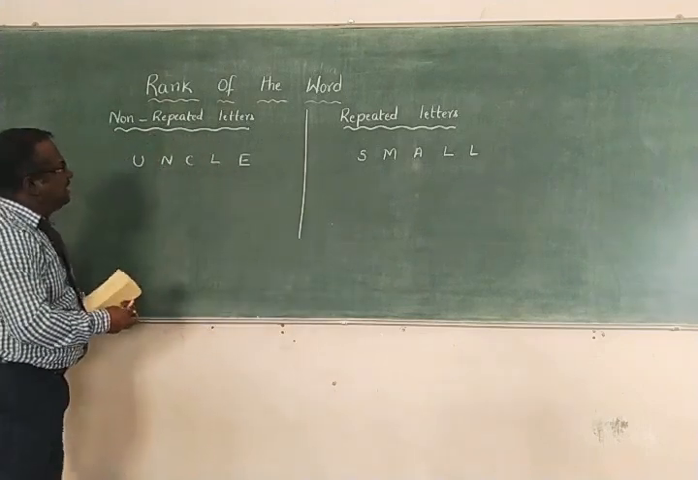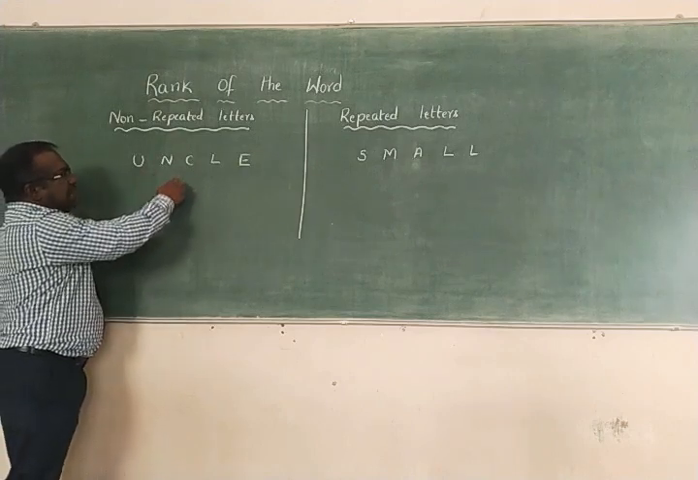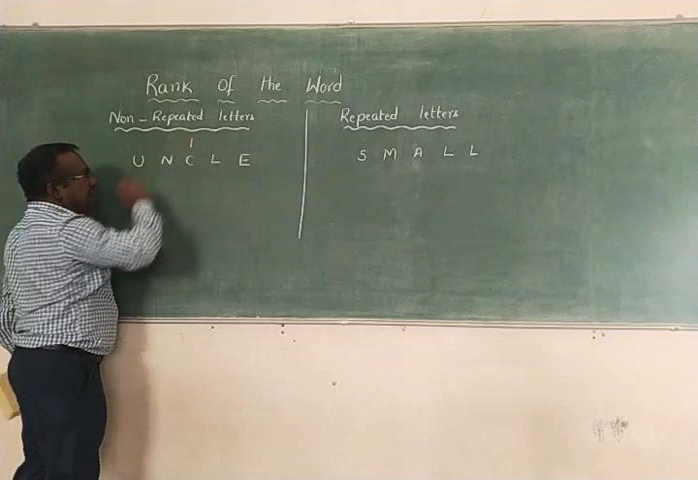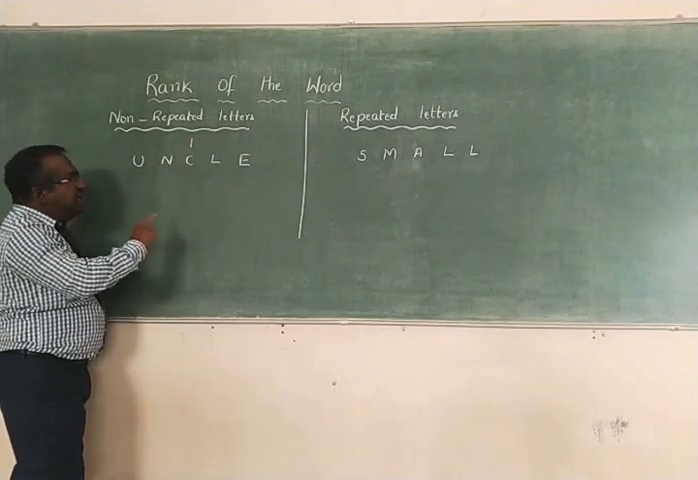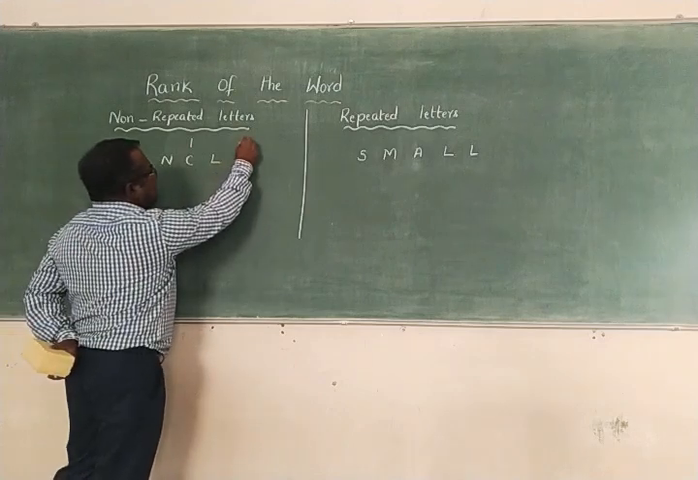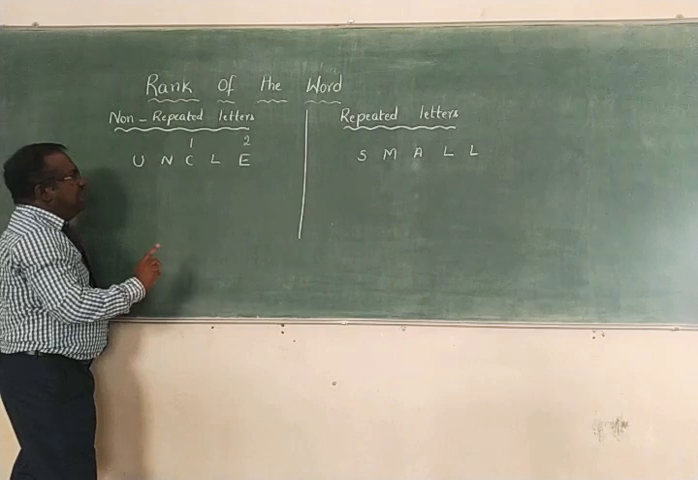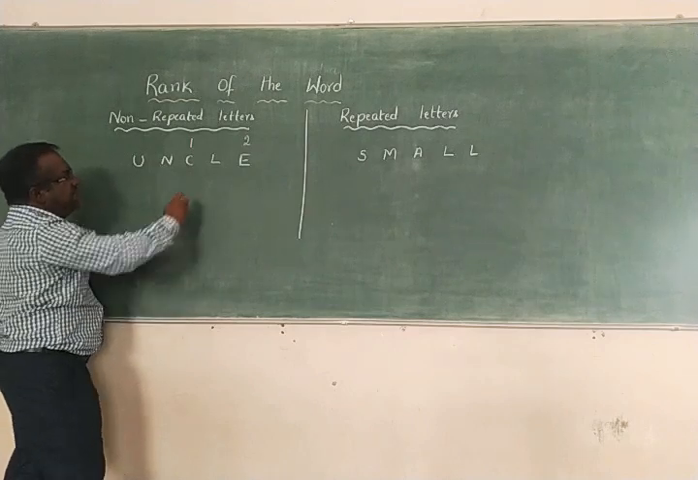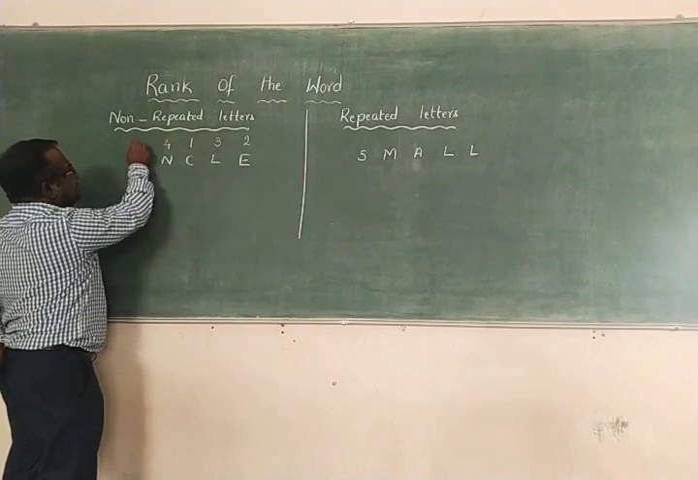Now, let us write the above in alphabetical order. A, B, C. C is the first letter, right? Above C, 1. A, B, C, D, E. E is the next letter, right, here 2. A, B, C, D, E, F, G, H, I, J, K, L, M, N, and this is 5.